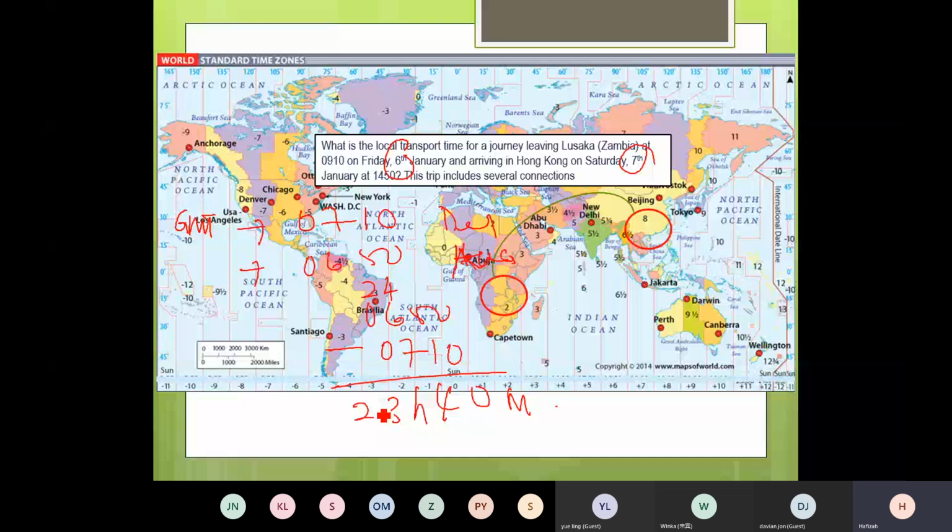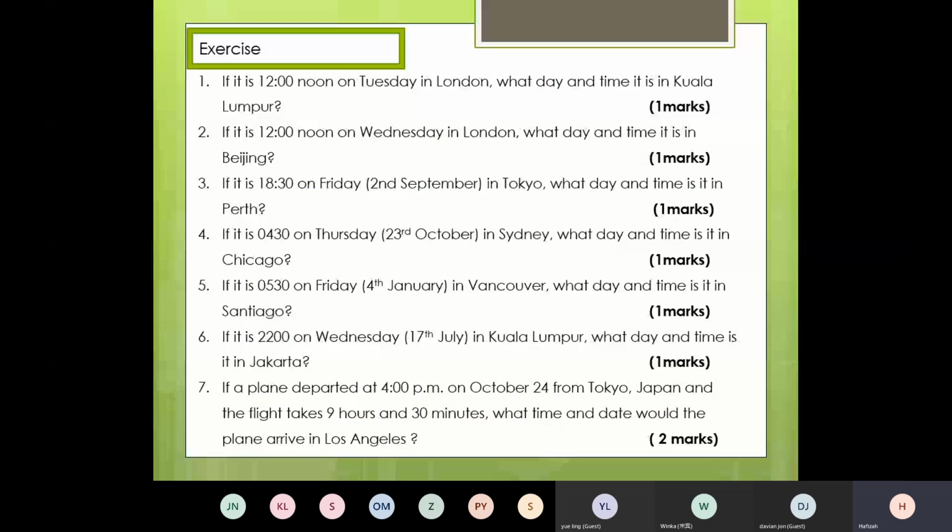Okay, so now we will try to do these together so that you can have more understanding. Question number 1. Any one of you can choose who wants to do number 1, 2, 3, 4, 5, 6, 7. Number 1 is very easy, the answer I gave already, 20. Then number 2, what is Wednesday 12 in London? What day and time is it in Beijing? What time is it in Beijing? Anyone?